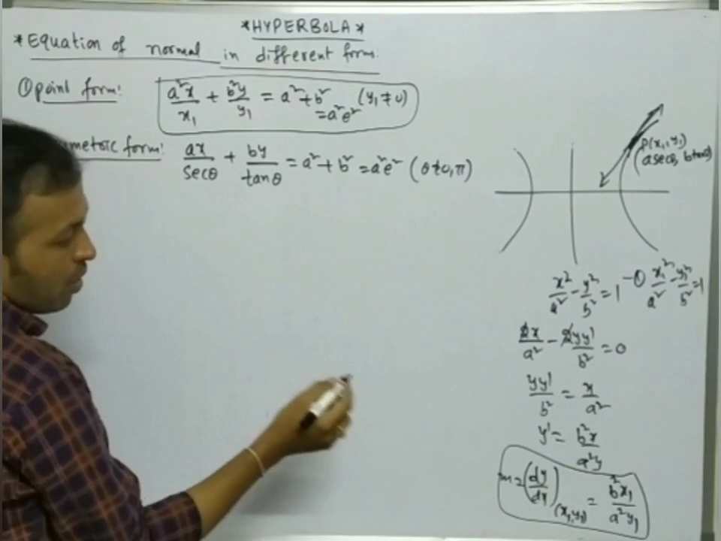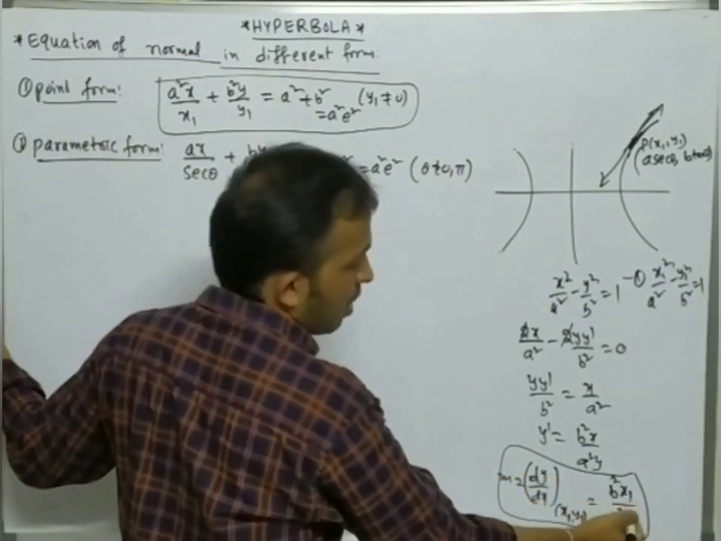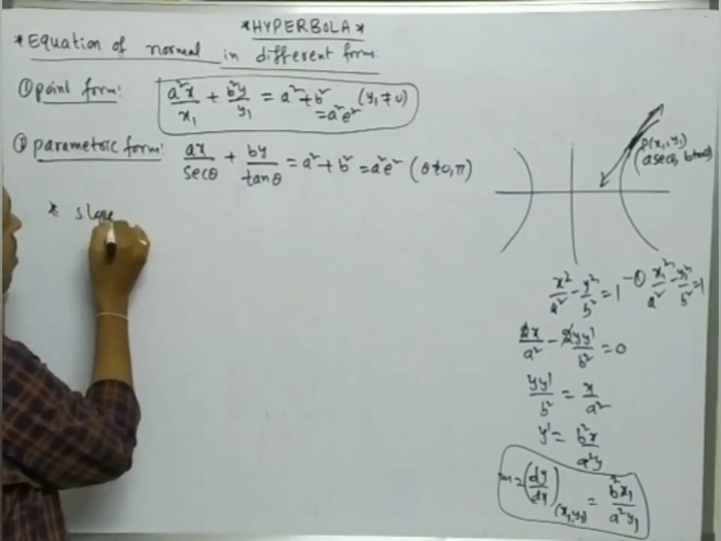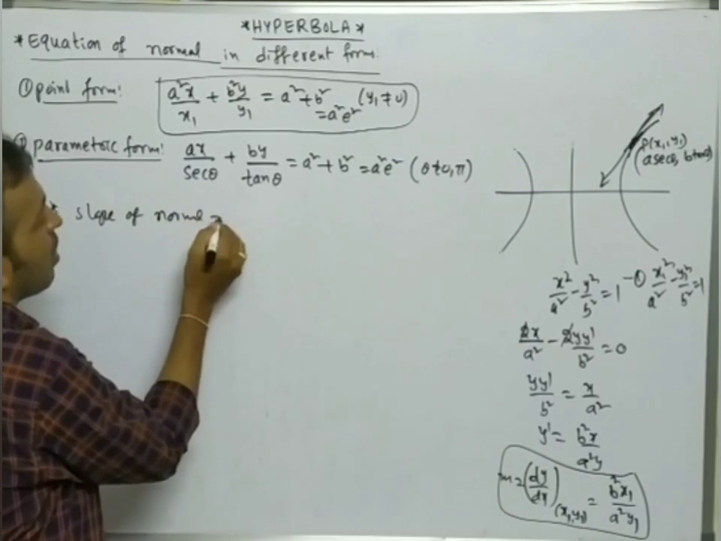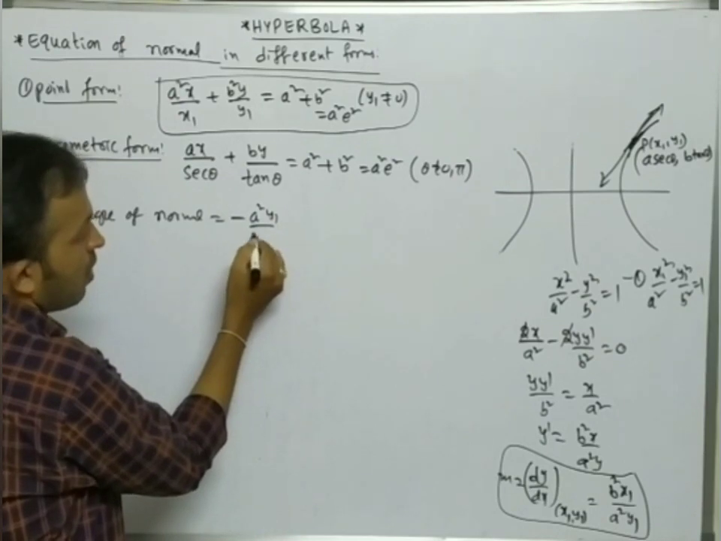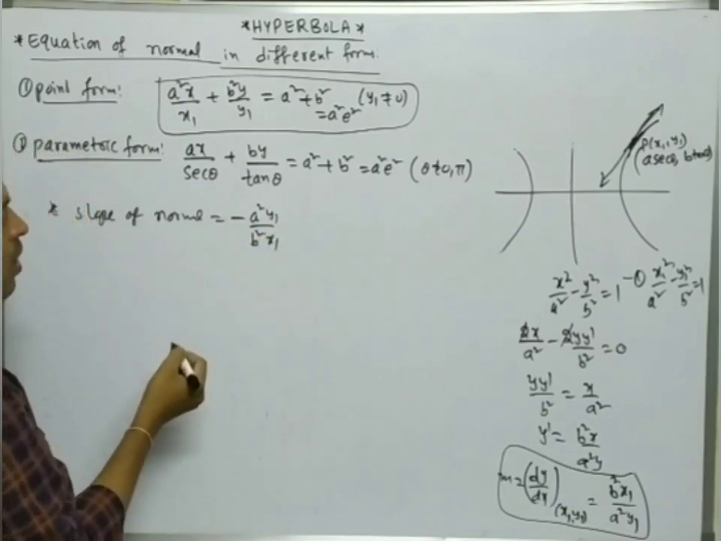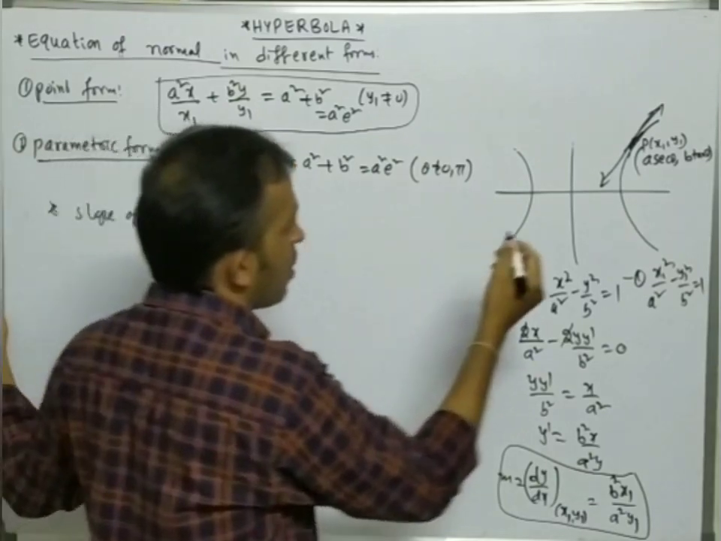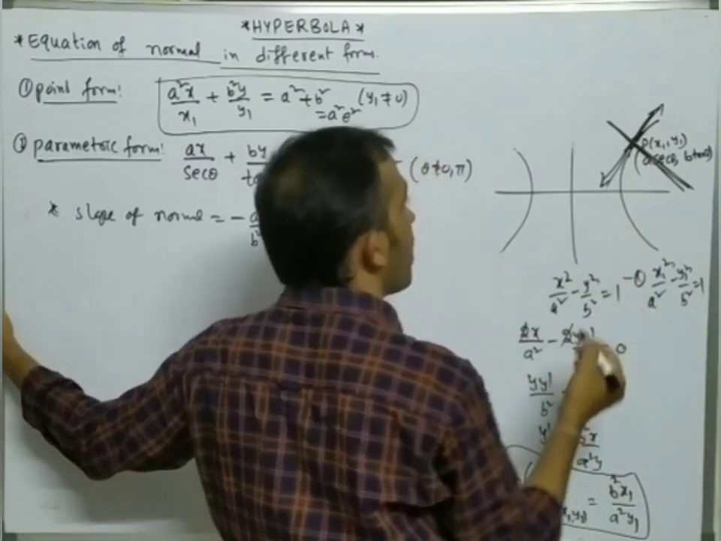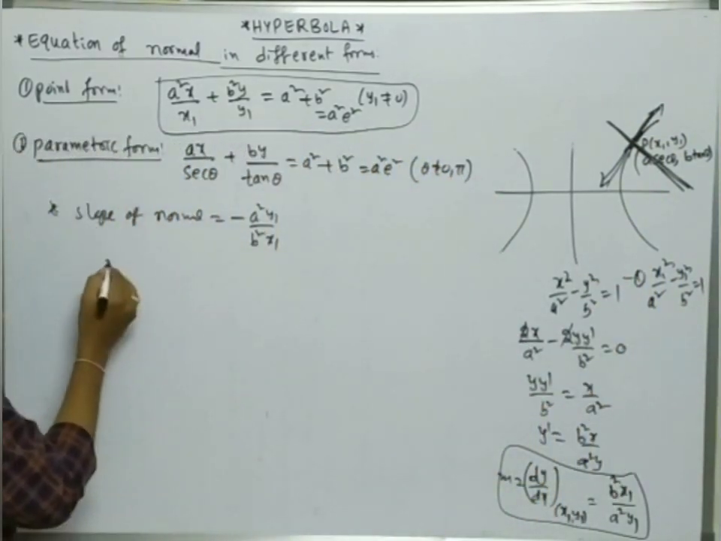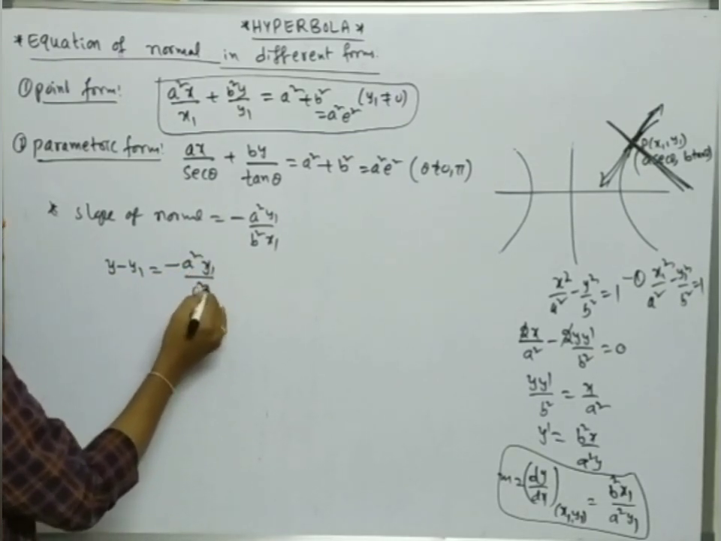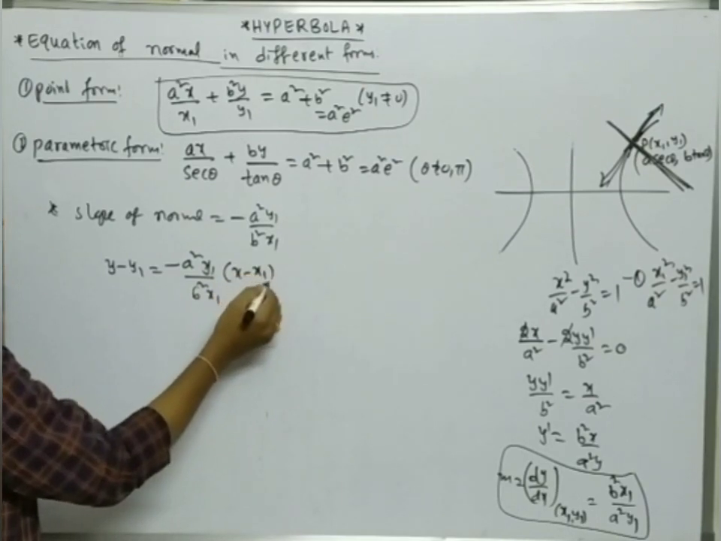Okay, so slope of the tangent is, as we just derived, b square x1 by a square y1. Then what is the slope of the normal? Slope of the normal is equal to reciprocal and change the symbol, minus a square y1 by b square x1, right? So now we got the slope of the normal, then we can find the equation of the normal, which is perpendicular to the tangent and passing through x1 y1. So y minus y1 is equal to minus a square y1 by b square x1 into x minus x1, right?